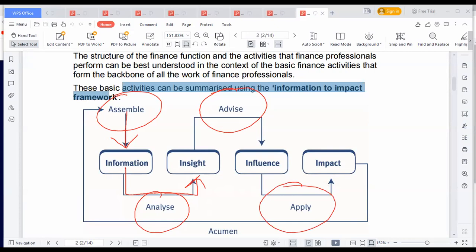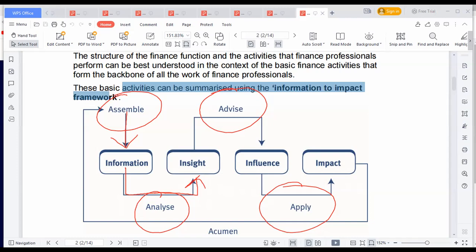So when we influence management, what is management going to do? Management is going to apply it in order to make strong decisions. Those strong decisions are known as an impact. So when an organization makes a good decision, it will have an impact on the organization, right? It will have a strong impact on the organization. So that is basically the idea.